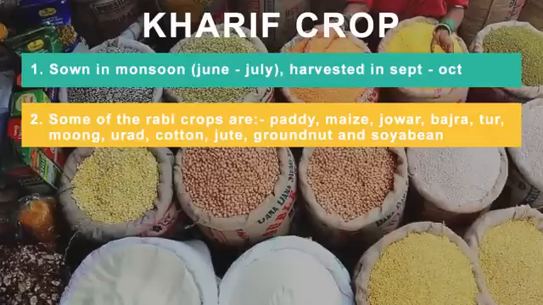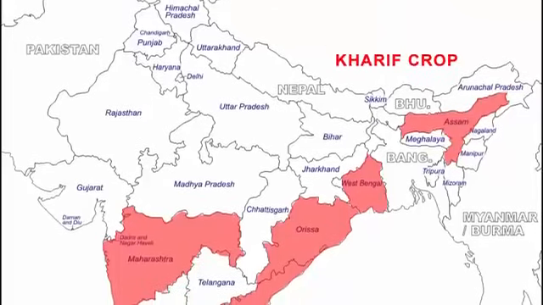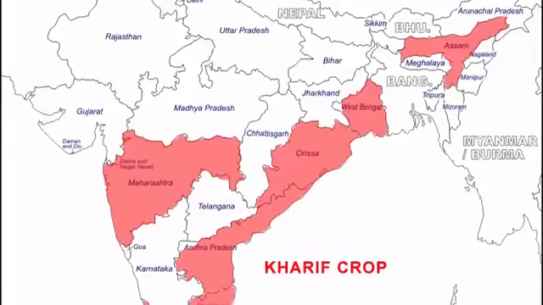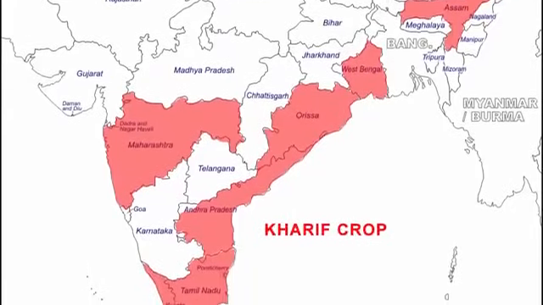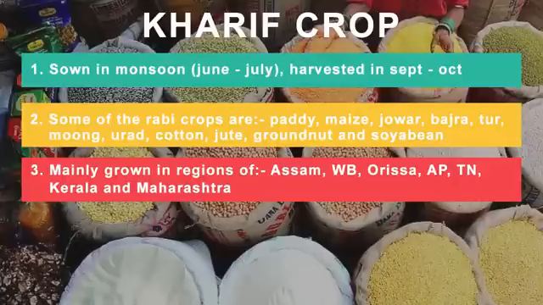Now some of the Kharif crops are paddy, maize, jowar, bajra, tur, moong, urad, cotton, jute, groundnut and soya bean. So all of these crops are grown in the regions of Assam, West Bengal, coastal regions of Orissa, Andhra Pradesh, Tamil Nadu, Kerala and Maharashtra. So you see, all of these places receive rainfall from the southwestern wind. So this was all about the Kharif crop.